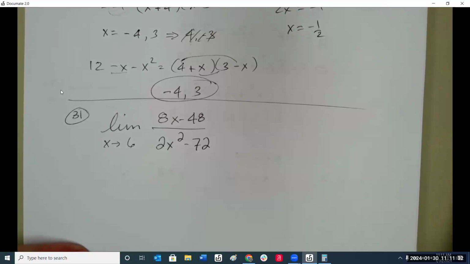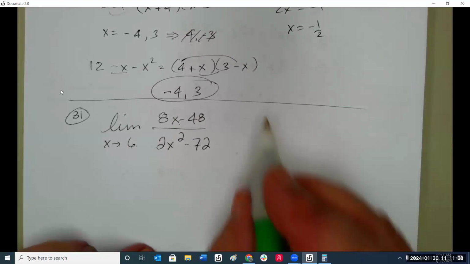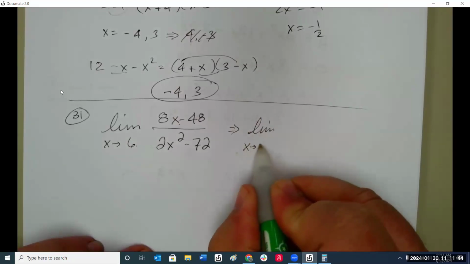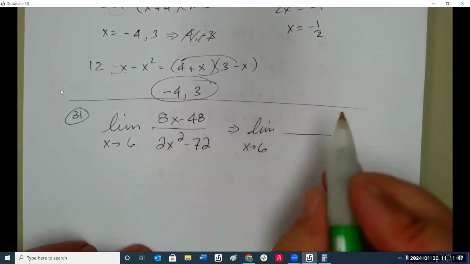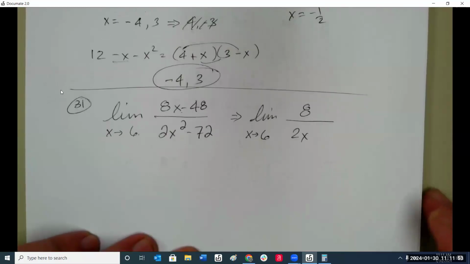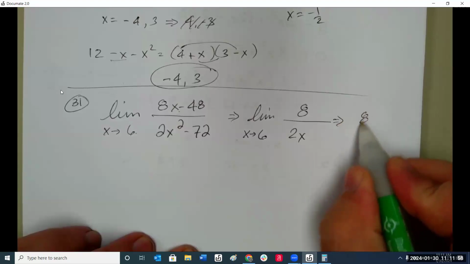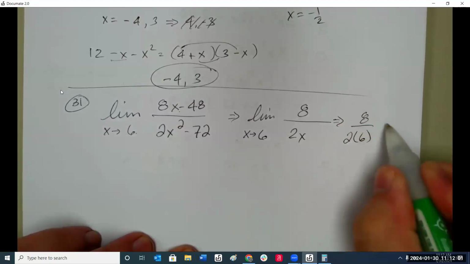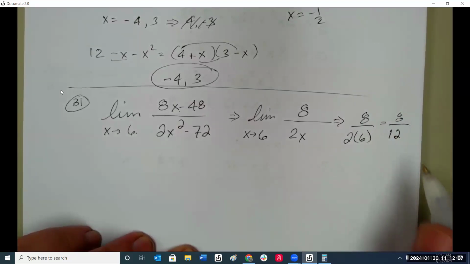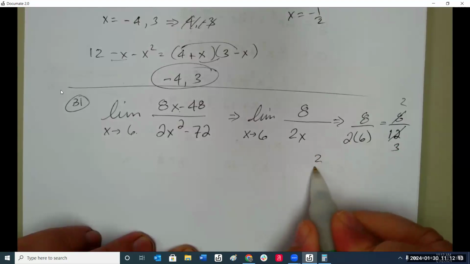Use L'Hopital's rule, because if we plug in 6 in there, we'll get 0/0. It's not going to work too well. So L'Hopital's rule says, let's take the derivative of the top and bottom. The derivative of the top is 8. Derivative of the bottom is 2x. Plug in 6. So we have 8/12. 4 goes into 8 twice. 4 goes into there 3 times.